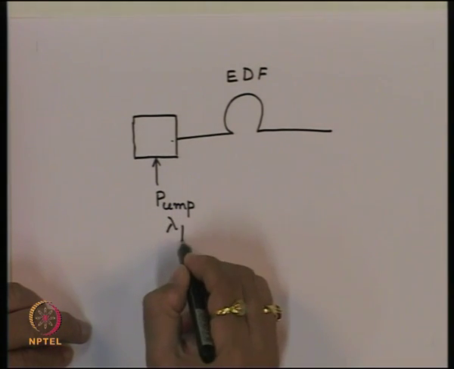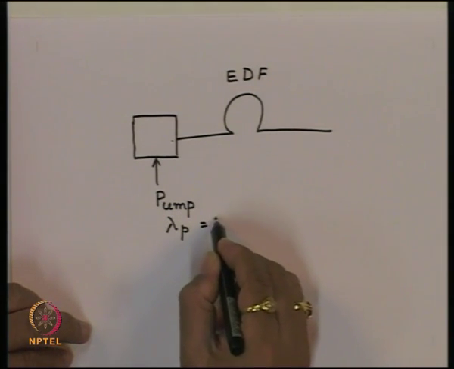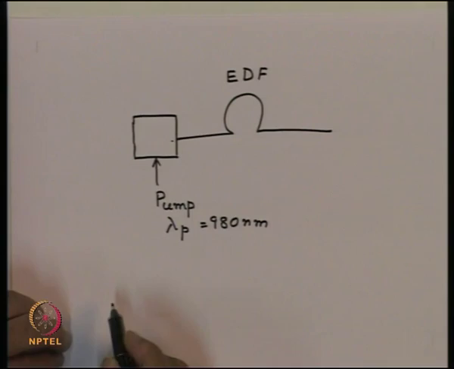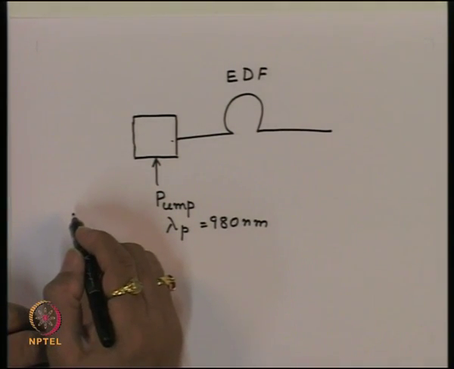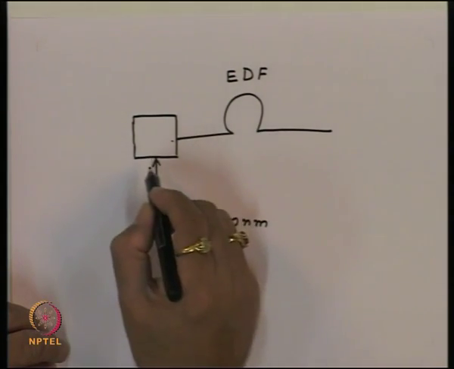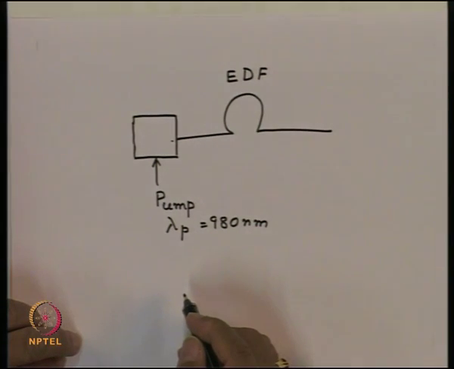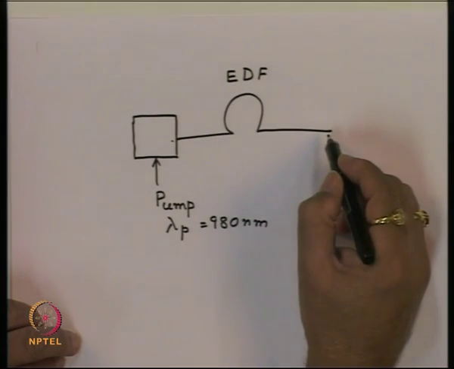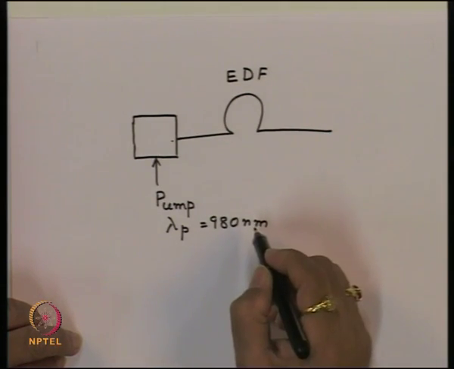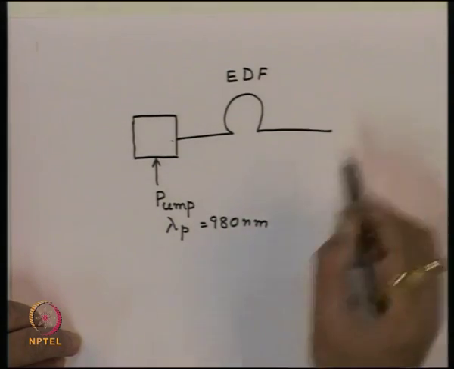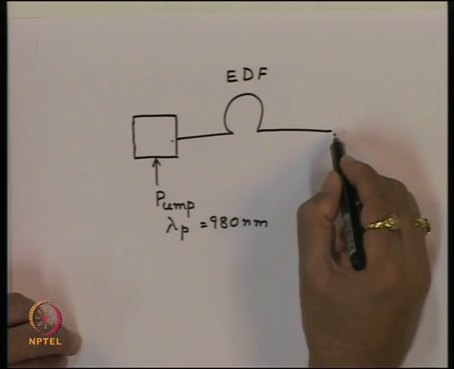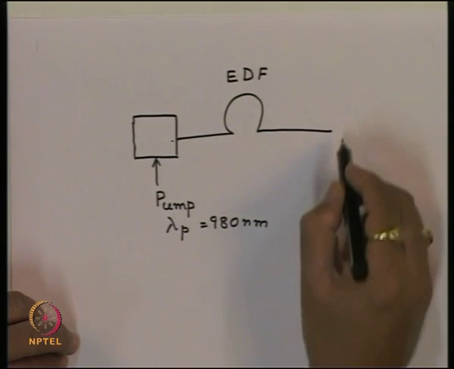So, let us say this is pumped at lambda p, and this will be, let us say, at 980 nanometer. And then if we get the signal which is to be amplified, we combine in this combiner. So, the pump and signal together will travel inside this EDF, and on the other side we get the amplified version. Also, some pump will be remaining when the signal is amplified. So, we require some kind of a separator which will take the pump out, and the amplified signal will come out.